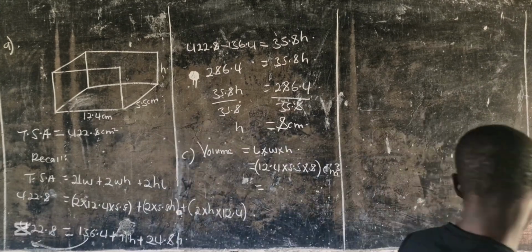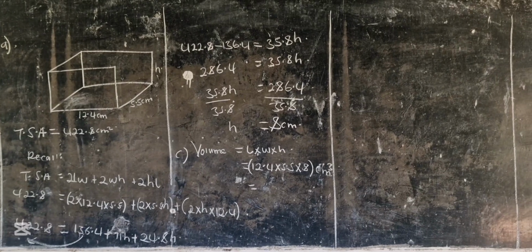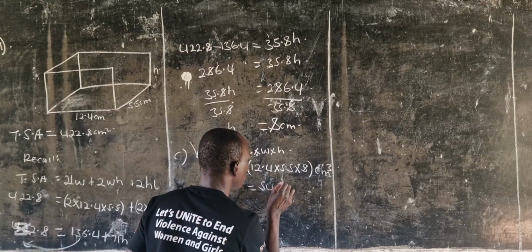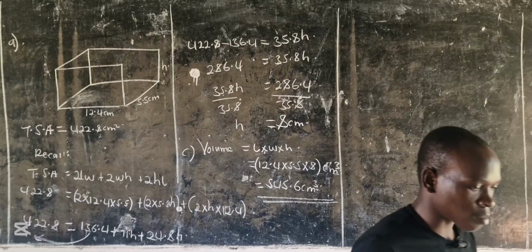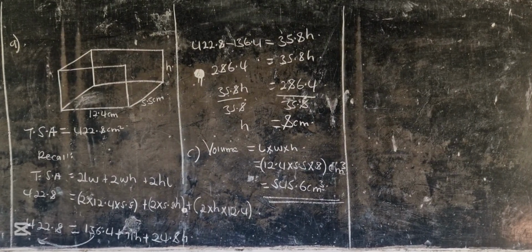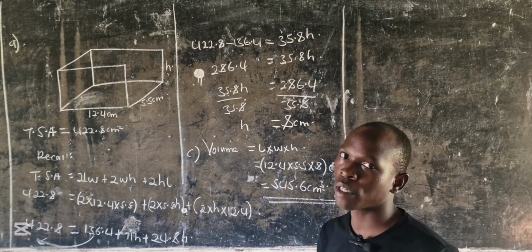So when you multiply 12.4 times 5.5 again times 8, you'll see that you're going to get around 545.6 cubic centimeters. That is the volume of the box he is to make. Lastly, they want us to determine whether Umar will achieve his target. But remember, his target was to get 1.6 million.